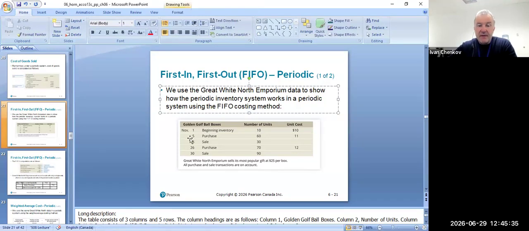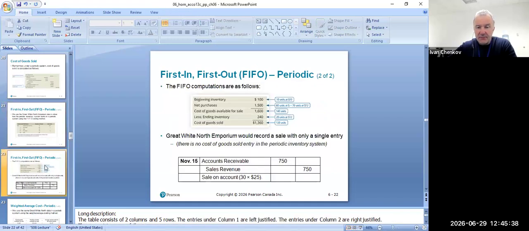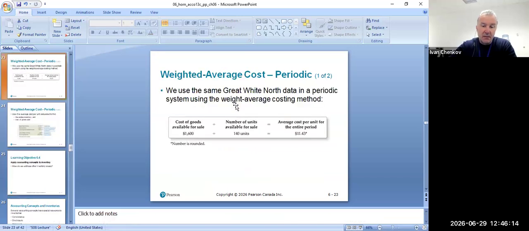So what's with this one? The very simple thing. What we have to do? We have to see how much is the beginning balance. We have to see how much is the purchases. We have to see how much is available. Ending inventory, cost of goods sold. And every time we have sales, we're just making records for the sales. Only for the sales, not the cost of goods sold. We're not matching cost of goods sold with sales in the periodic system. When are we going to do cost of goods sold? At the end of the period. And then we're going to show the ending balance.